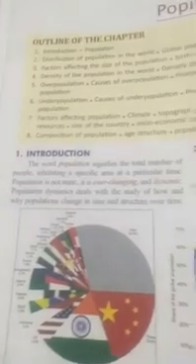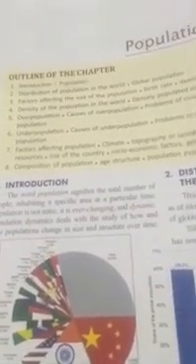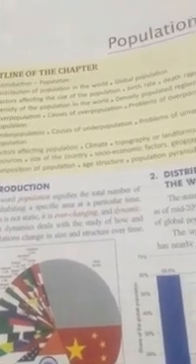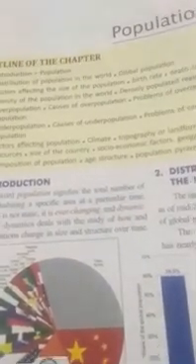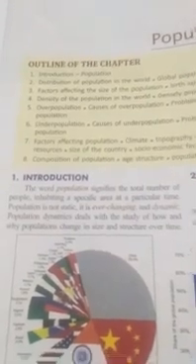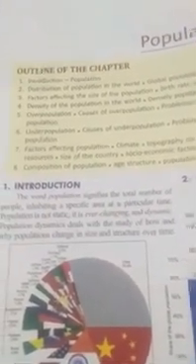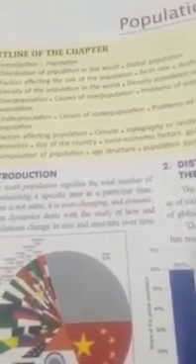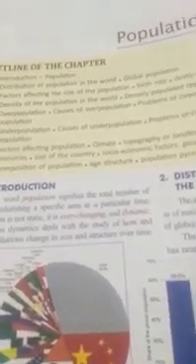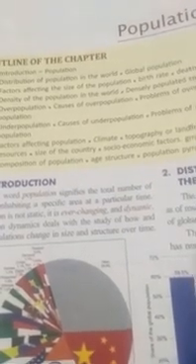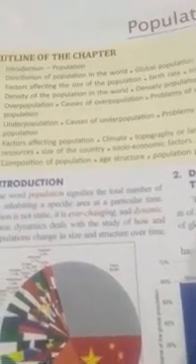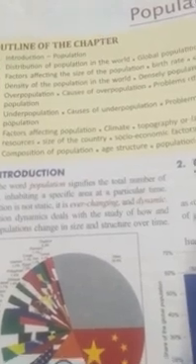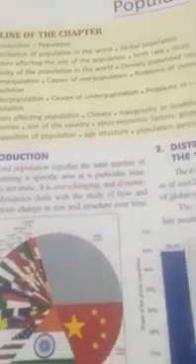Students, first of all, we ought to know what actually population is. The word population signifies the total number of people inhabiting a specific area at a particular time. Population is not static. It is ever changing. And since population is not static and is ever changing, it is said to be dynamic. So population dynamics deals with the study of how and why populations change in size and structure over time.